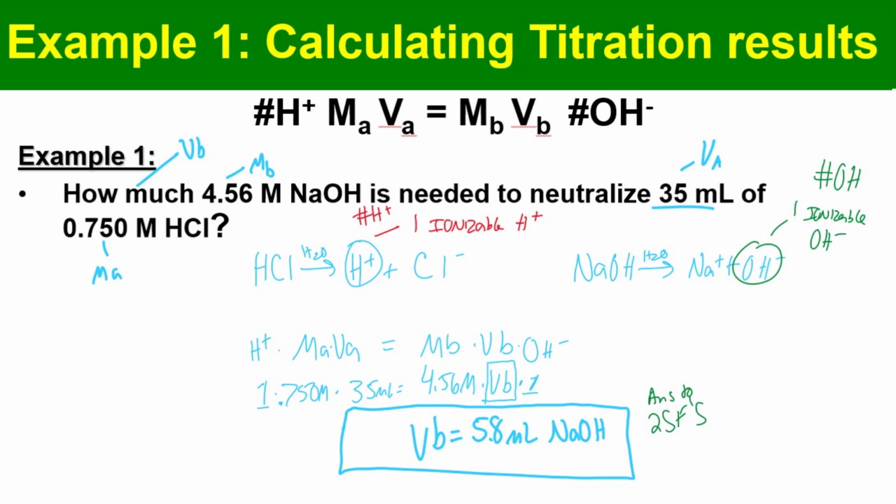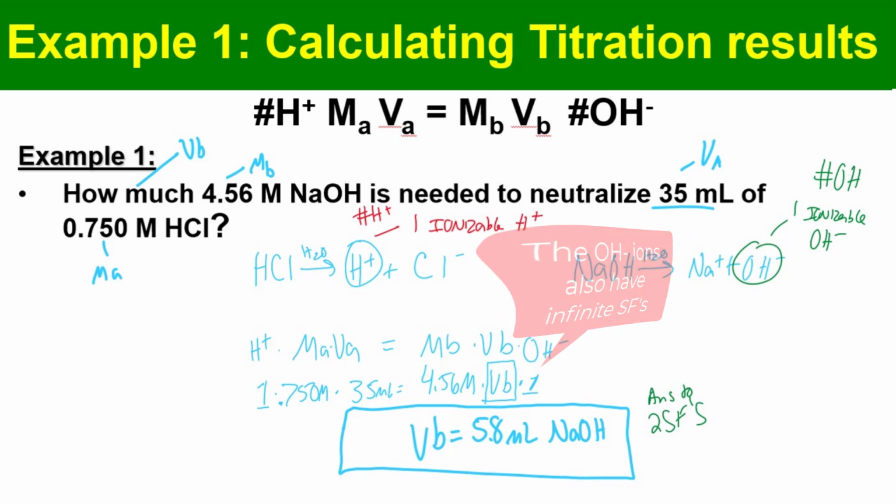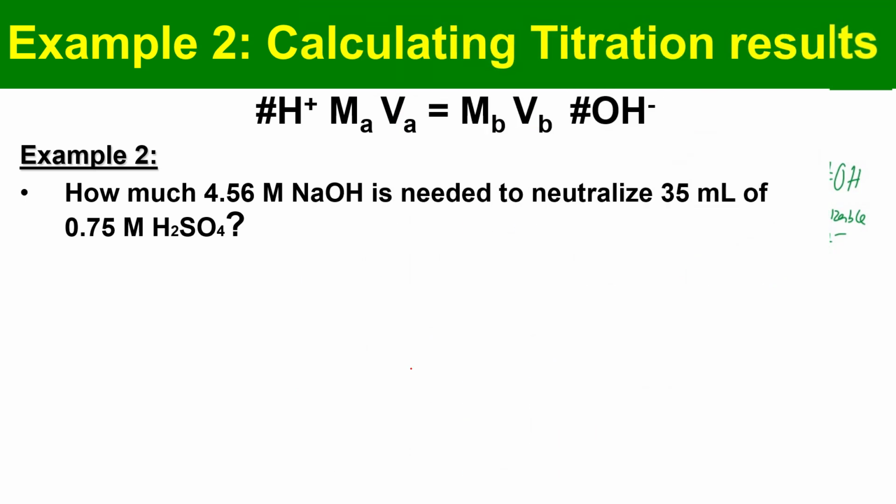It's a pretty simple equation for you to do. It is just some algebra, and I want to point out that I am answering my question to two significant figures because here my number of hydrogen ions has infinite significant figures, so that doesn't factor into my answer. This gives me 3, that gives me 2, and because we're doing multiplication and division, we obviously want to take the fewest number of significant figures. All right, onward to question 2.